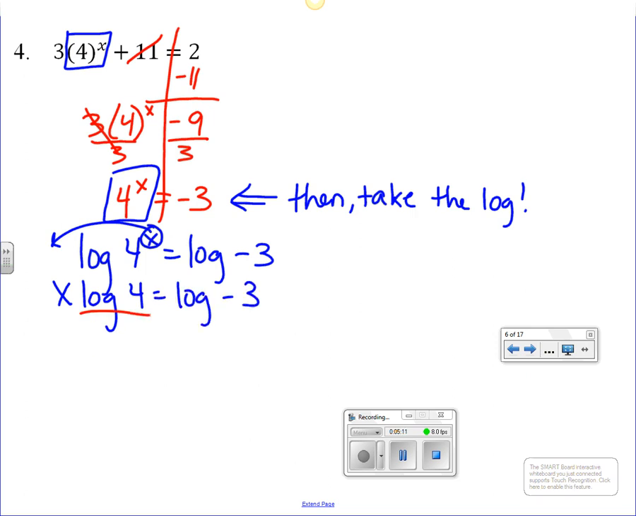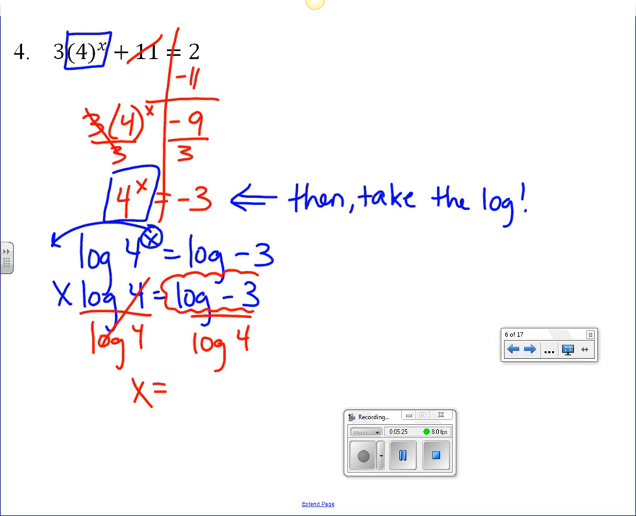All right, so the next thing you do is divide by log 4. And when you type that in your calculator, you're going to get an error because you cannot take the log of a negative number. That's impossible. So the calculator is going to give you an error. So the answer to this one is actually no solution. There are no values of x that would satisfy the original equation.